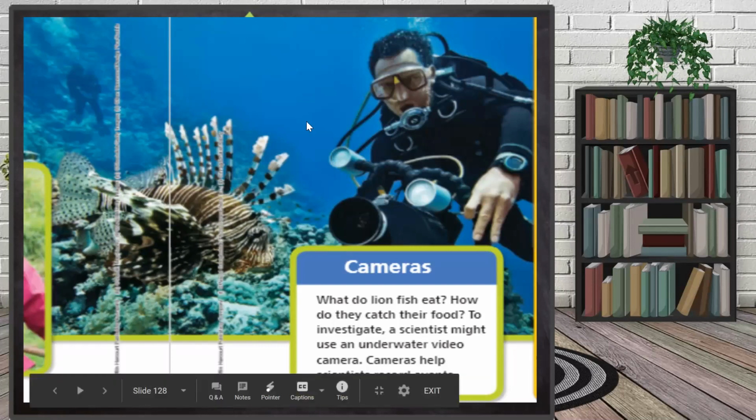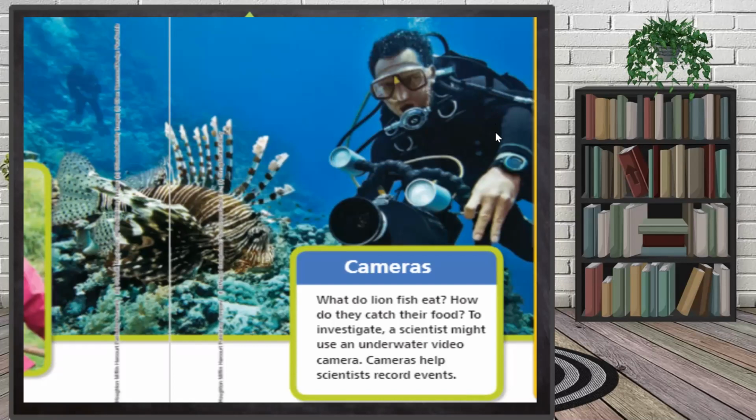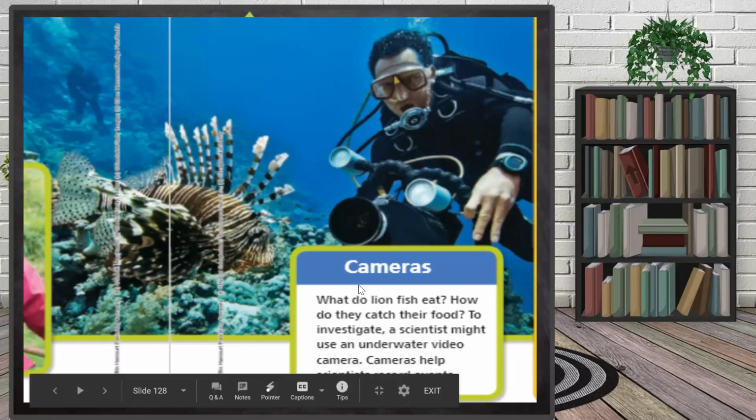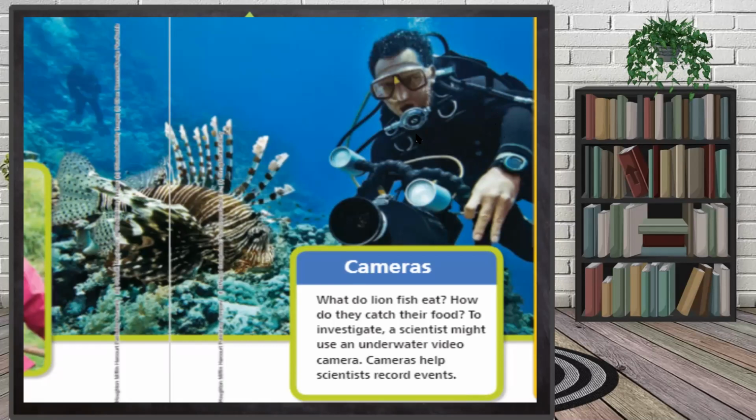Okay. This guy over here is using a video camera, and he's using it underwater. It's made to be used underwater. This is so cool how we can use stuff to study and record our observations. It's really useful and helpful.